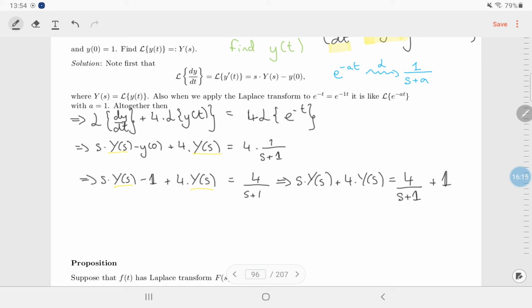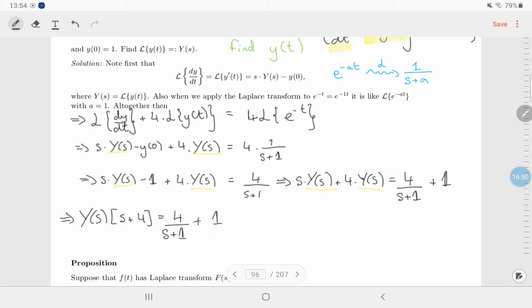Now, if you want to solve this for Y of S, I'll put you out of your misery here. You can have a think about how you do it, but you take out the common factor of Y of S there. So you get Y of S times, and I'm just using a square bracket for no particular reason, S plus 4, is equal to 4 over S plus 1, plus 1.